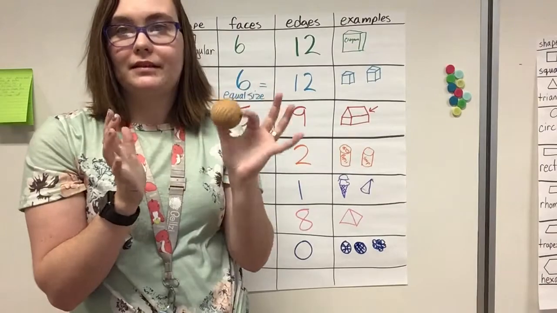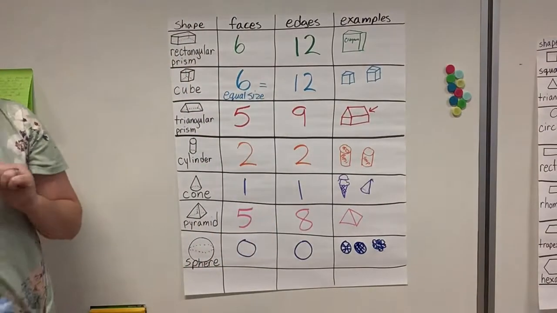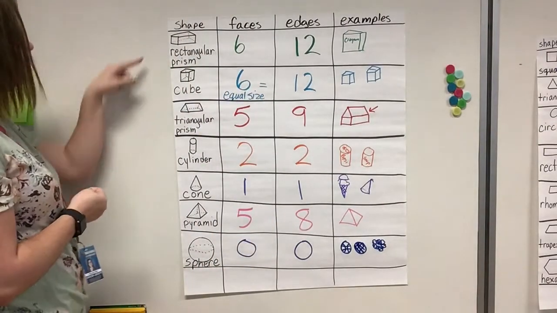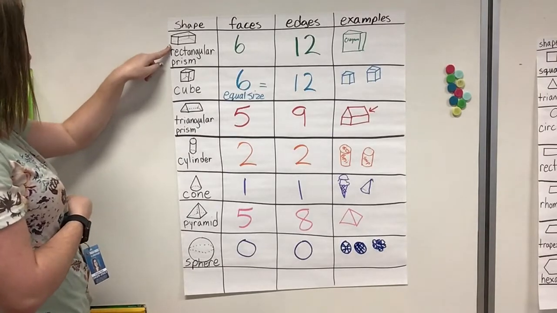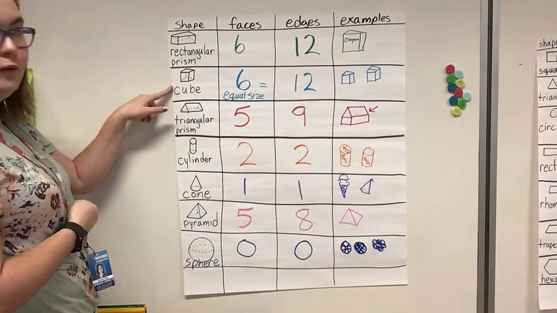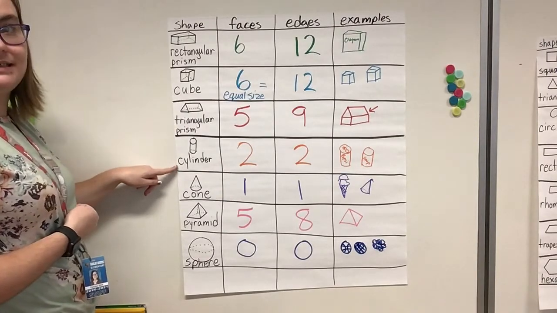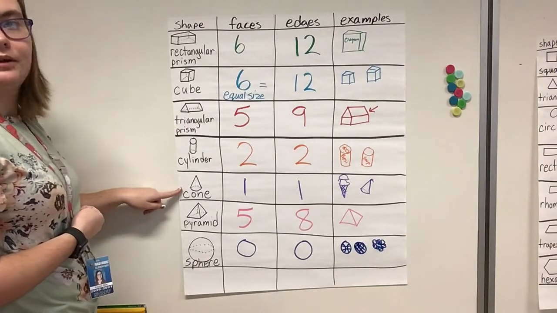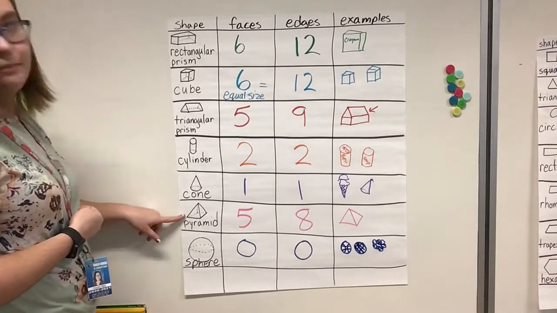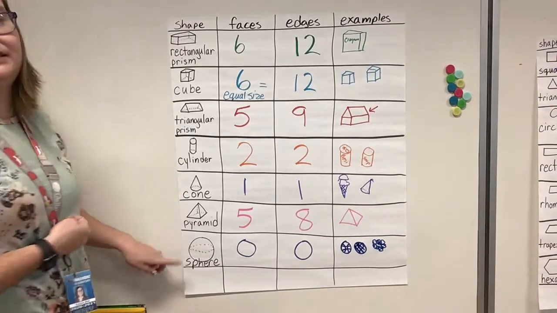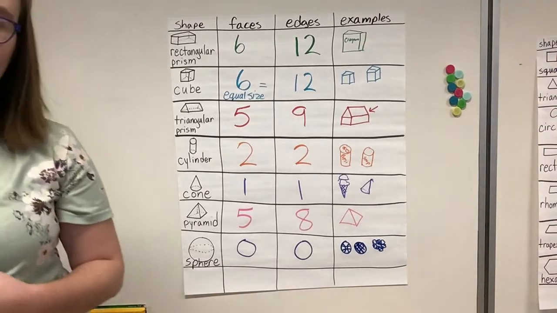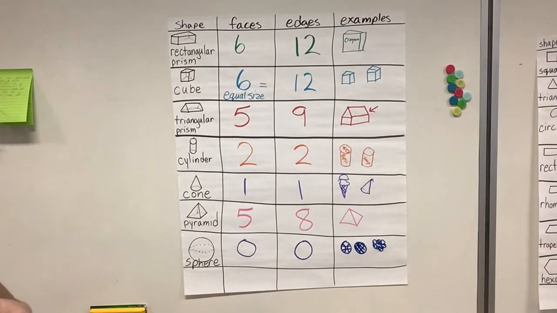So, good job. We're going to quickly say the name of all these shapes. Rectangular prism, cube, triangular prism, cylinder, cone, pyramid, and sphere. Good job, guys. Have a great day. You did a great job naming and finding the attributes of our 3D shapes.